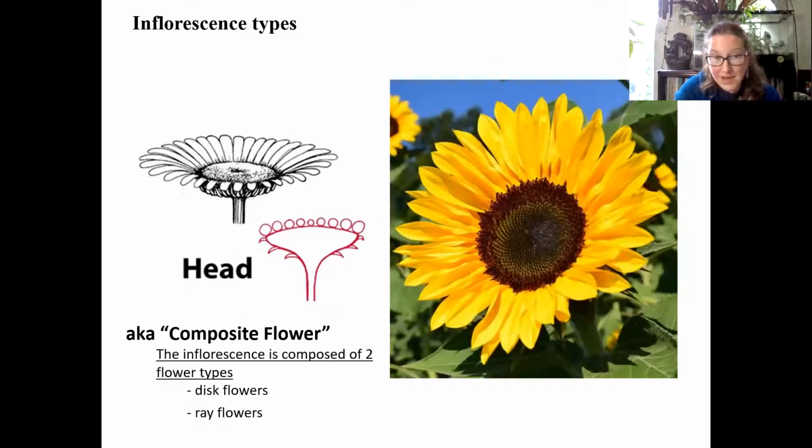Next is a head, or AKA a composite flower. It's called a composite flower because it's composed of two different types of flowers. It should be called composite inflorescence, because it's an inflorescence composed of two different types of flowers, disc flowers and ray flowers. Your sunflower is an example.